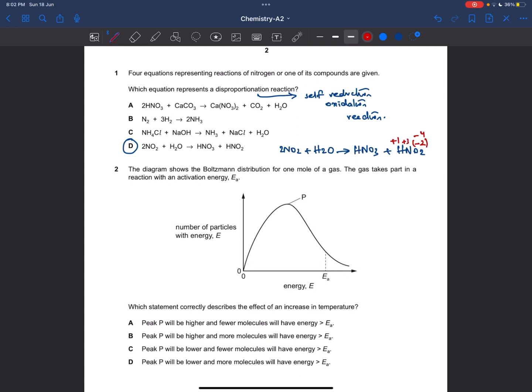For HNO3, O will give -2 and O3 will give -6. H will give +1. -6 plus 1 is -5, and to balance, N will be +5. For H2O, O is -2 and H will be +2. And 2NO2, O will be -2 and O2 will be -4. And this N will become +4 to balance.